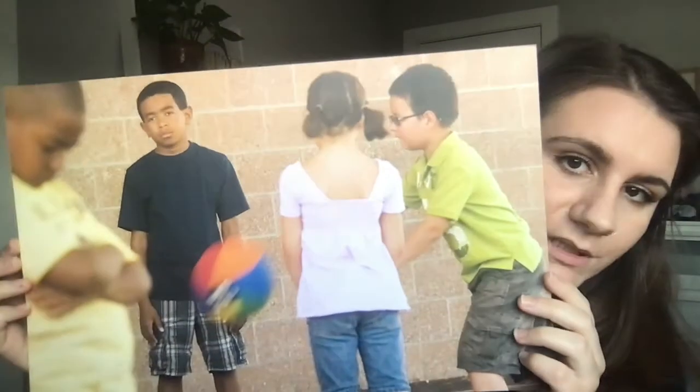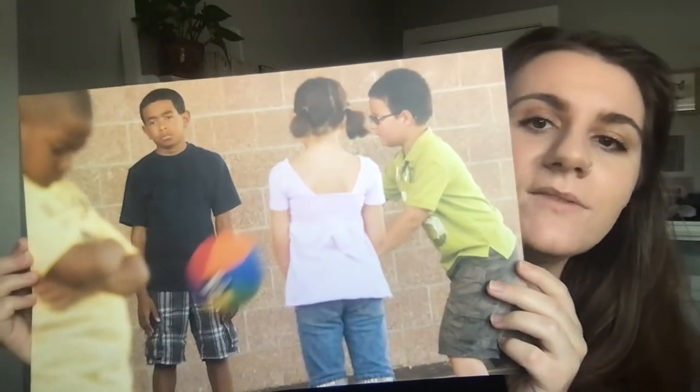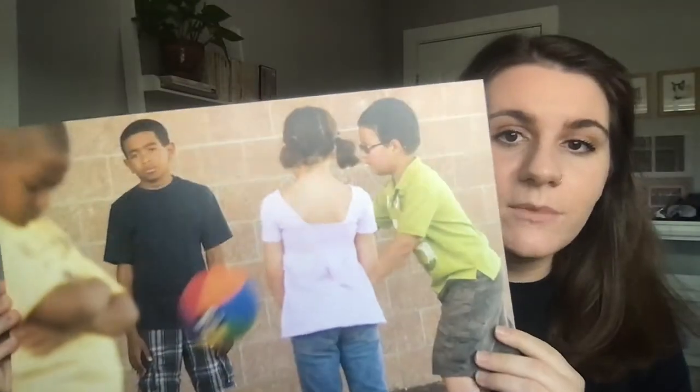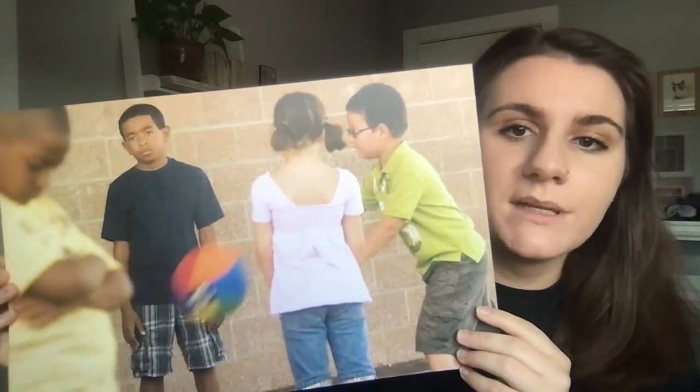Hi class! Before we get started on this lesson, we're going to do a little review of what we learned about last lesson. So remember our poster. We had somebody being left out on the playground. When someone is being excluded on purpose, it's a problem. How can you solve this problem?